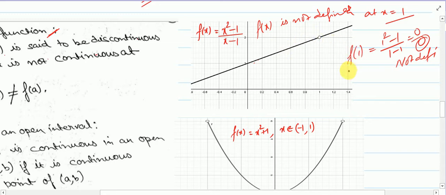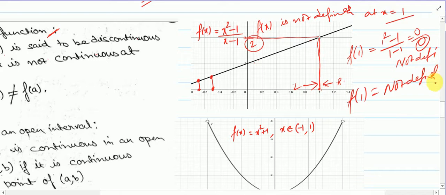So we cannot plot it. For other points, like if I take one point over here, I have something as output. But if I take x equal to 1, then I don't have any output because it's not defined. Here you can see that if you approach towards 1 from the right hand side, and if you approach from the left hand side, the limit is coming 2, but the functional value f of 1 is not defined.